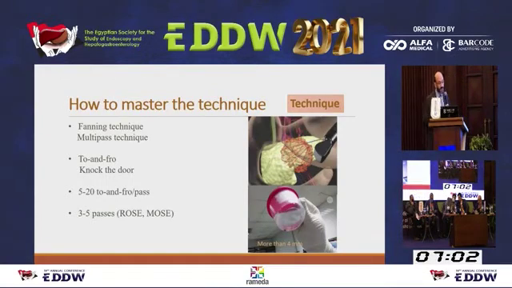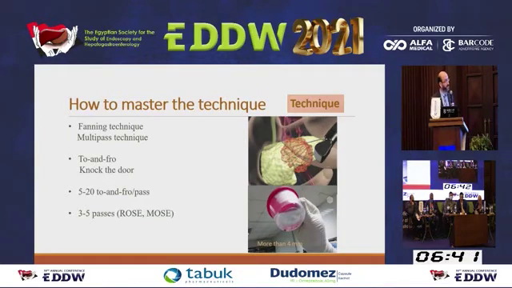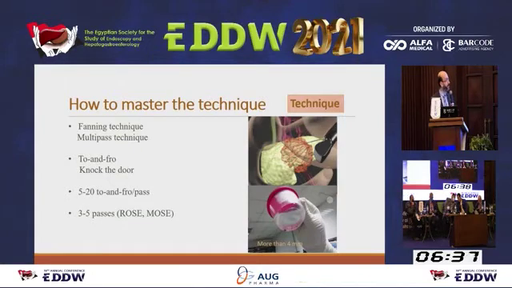So we have many techniques to take the biopsy. The first is to choose between the fanning technique and the multipass technique. Fanning is like this image: you move like a fan inside the lesion to acquire tissue from most of the lesion. Or multipass: you go out after the pass and enter the lesion again, to and fro, and knock the door. To and fro means movement in and out inside the lesion, and knocking the door means pushing and letting the lesion go back.